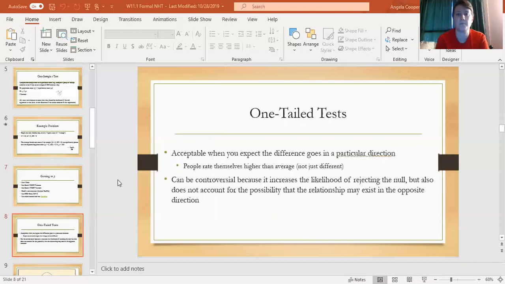So I mentioned those one or two-tailed tests. A one-tailed test is where you're expecting a difference to go in a particular direction. So for that one sample test, our example of college students, do they eat 2,000 calories a day, which is the average that's been hypothesized, or just this provided average.